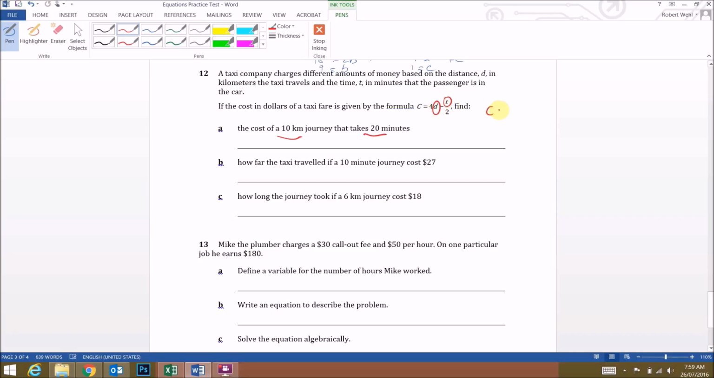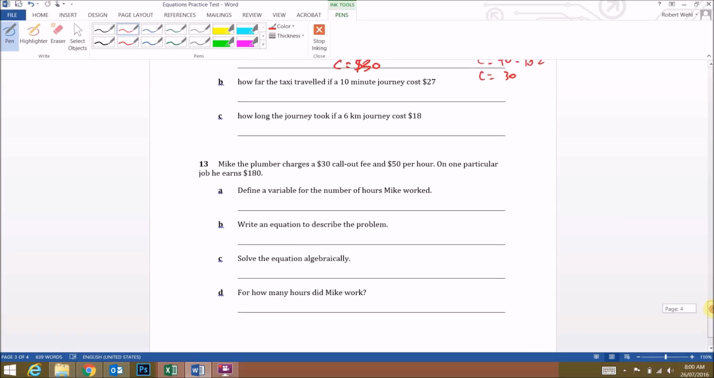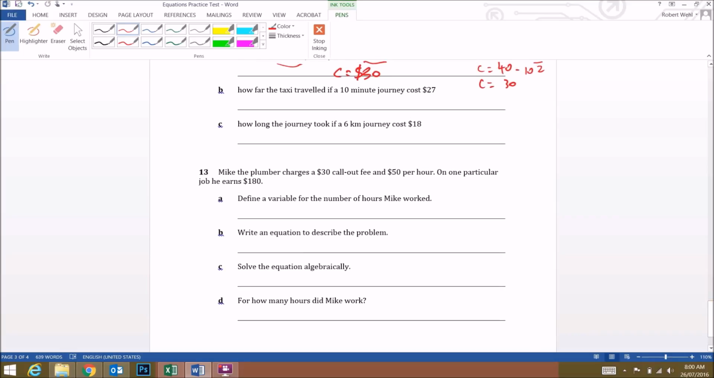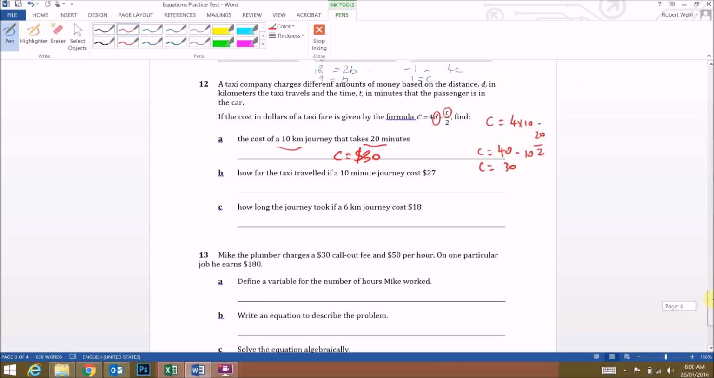Okay, so that's my time and my distance. So I rewrite it. C equals 4 times 10, take away 20 divided by 2. So 4 times 10 is 40, and 20 divided by 2 equals 10, which means that it equals 30. So the cost here equals $30. All right. With these ones, there isn't a lot of room to work out on the page. I'd be making sure that in a real test, you will have room to work out and you can show your working out.